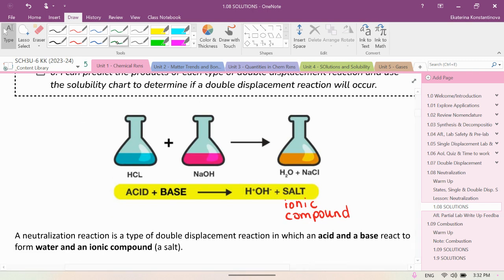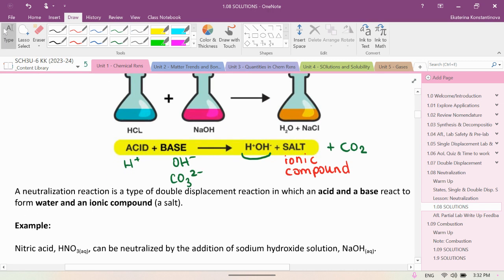Okay, how do we get the water? Well, your acid will start with a hydrogen, and your base will either end in a hydroxide or a carbonate. And that's how we form our water. If we have a carbonate as our base, we will also have carbon dioxide gas produced.